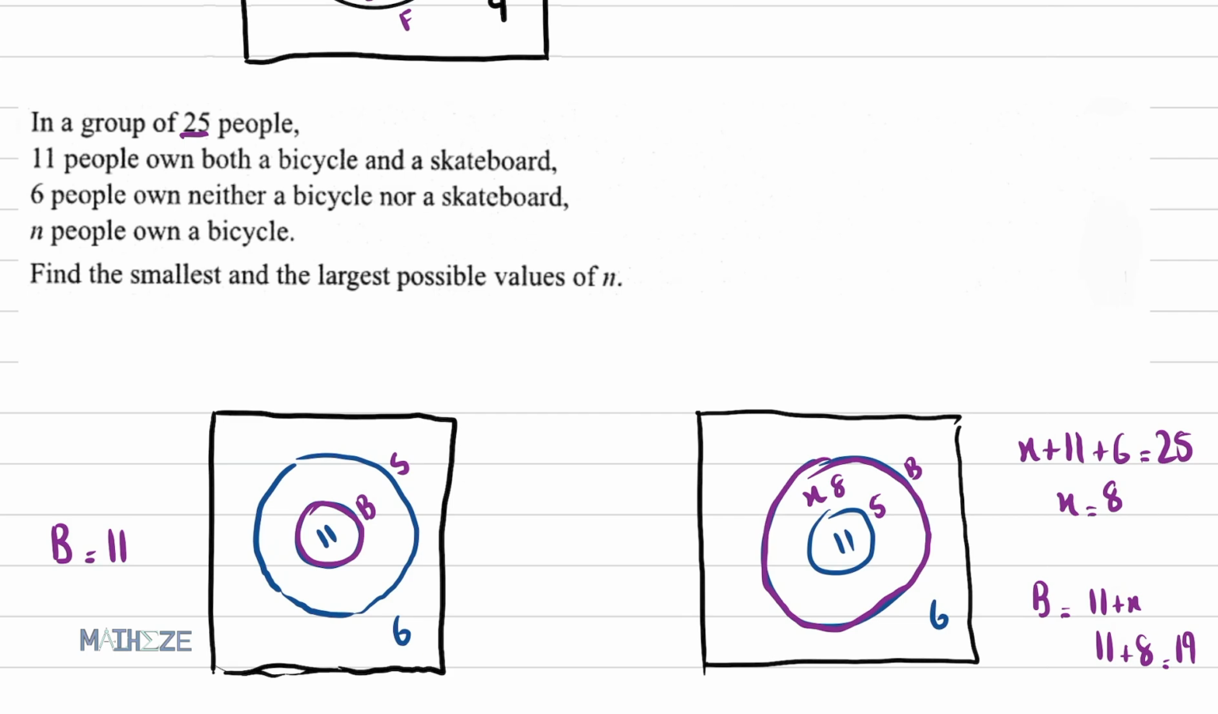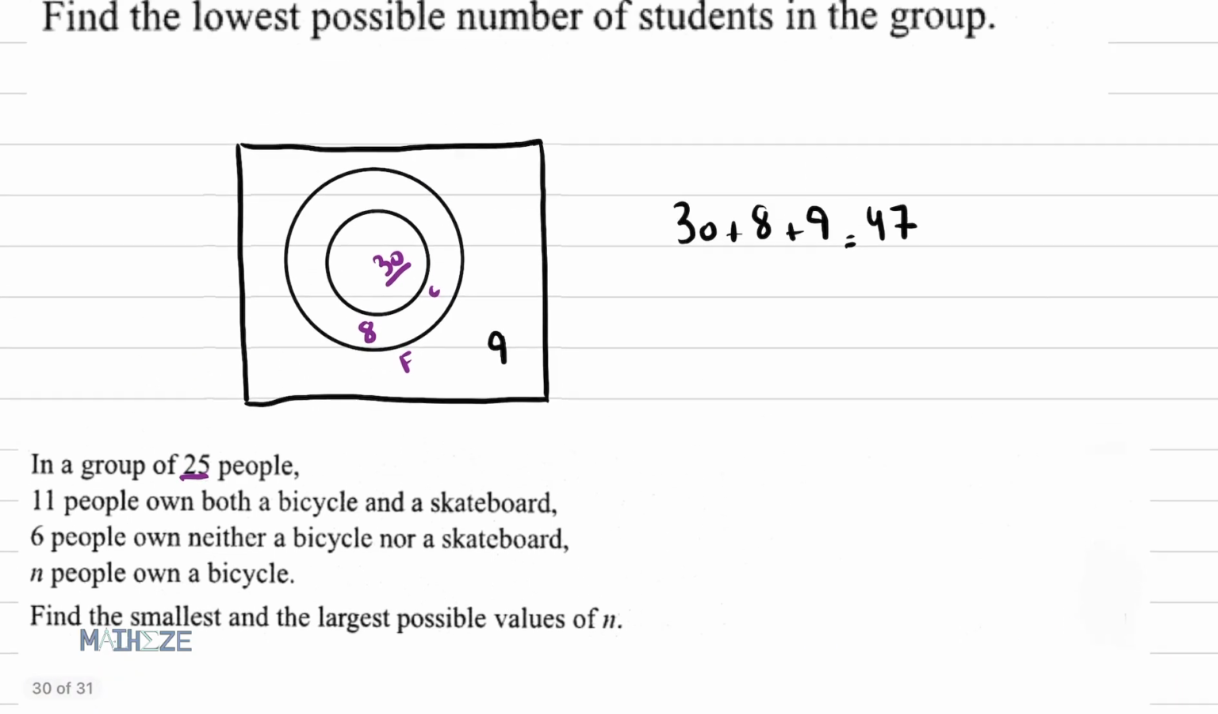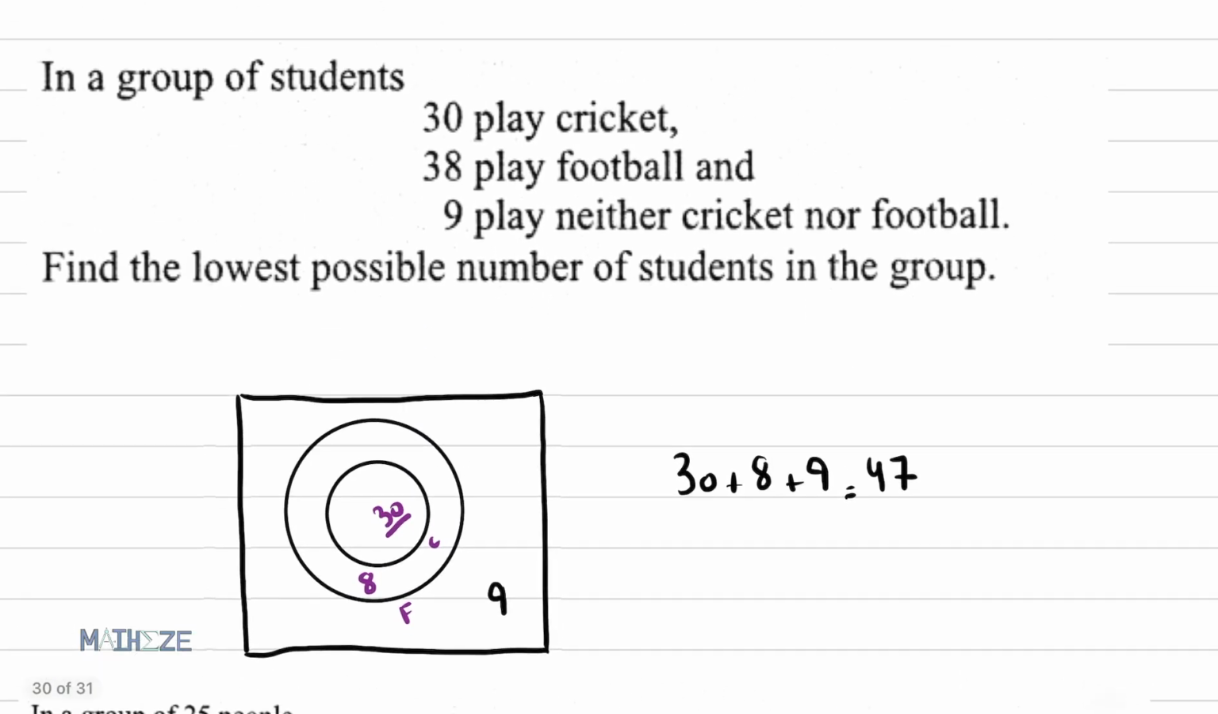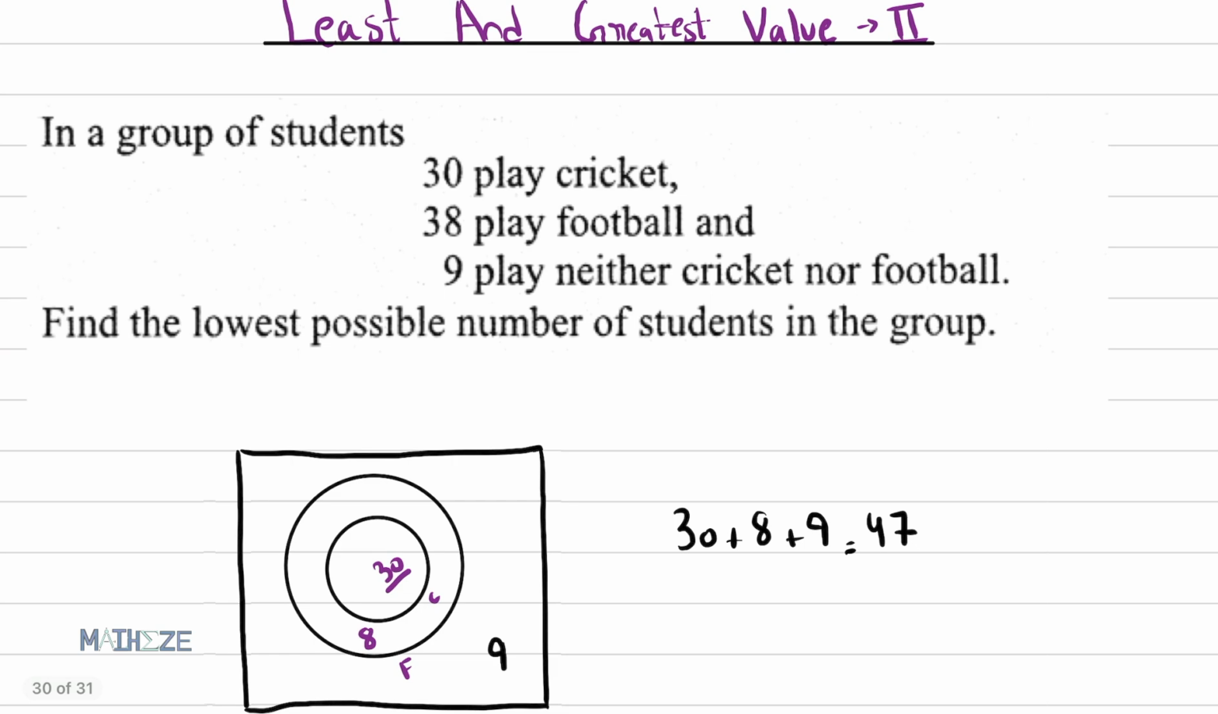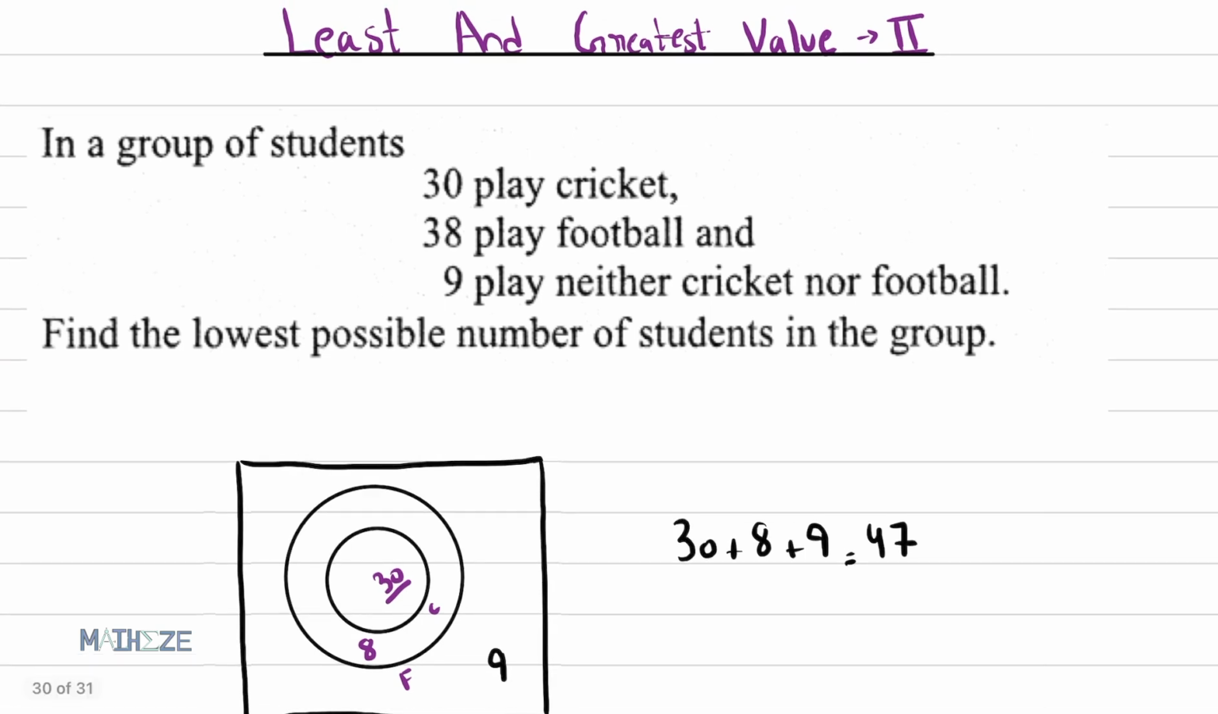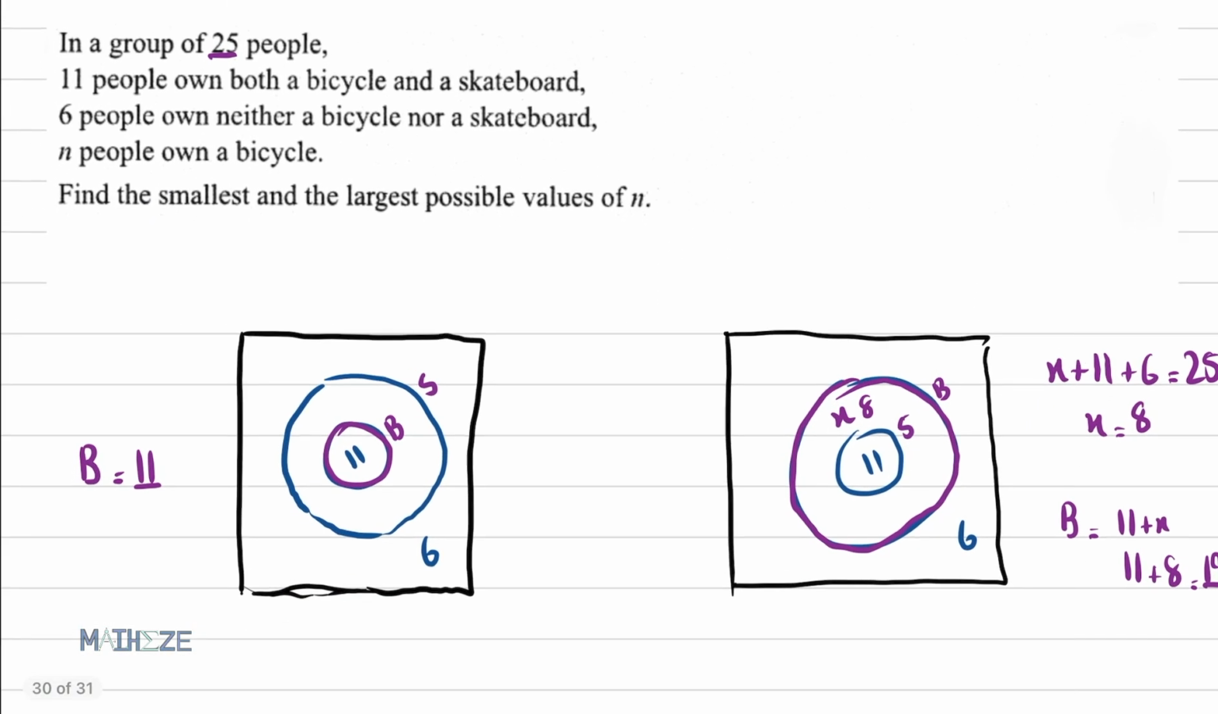So what's the smallest value? 11. What's the largest value? 19. So if the question talks about least and greatest value of both events or not both events, I taught you which diagram. And if the question talks about any other thing, you need to use your brain and make a subset diagram and just solve it.